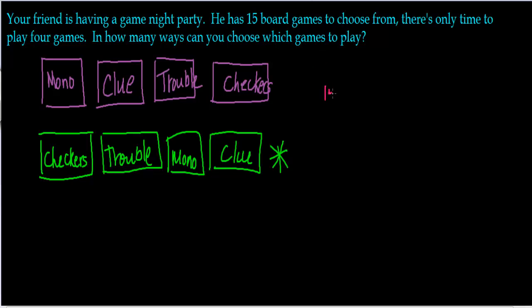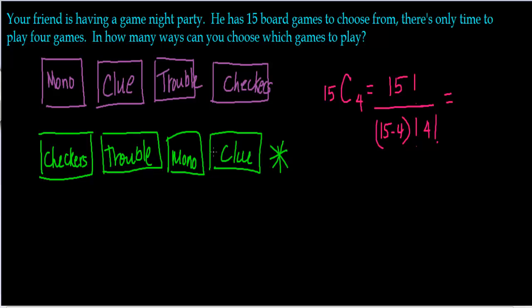So this would be 15C4. And you already know what this is: 15 factorial over 15 minus 4 factorial times 4 factorial. And you can do that in your calculator, or you can do it by hand, and we've seen how to do that in other examples. Now, I want to go a little bit further with this problem and show you how this problem can turn into a permutation problem.